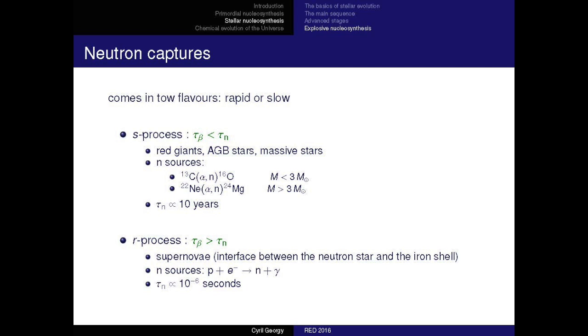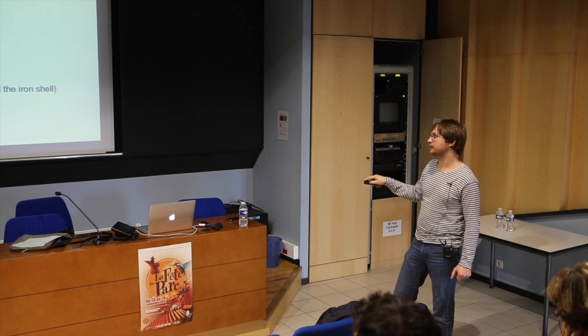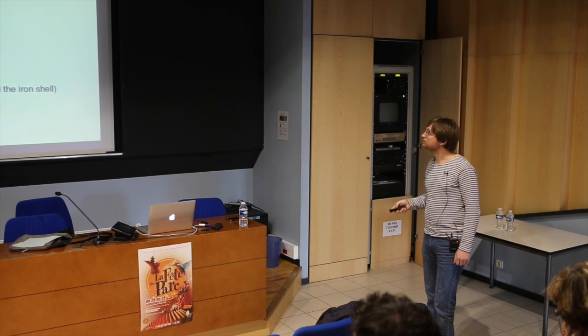So in the supernovae, at the interface between the neutron star and the iron shell, you will have a lot of neutrons that will allow you to capture a lot of them on different nuclei. The neutron source are the conversion between protons and neutrons, obviously, and the typical time for neutron capture is 10 to the minus 6 seconds.